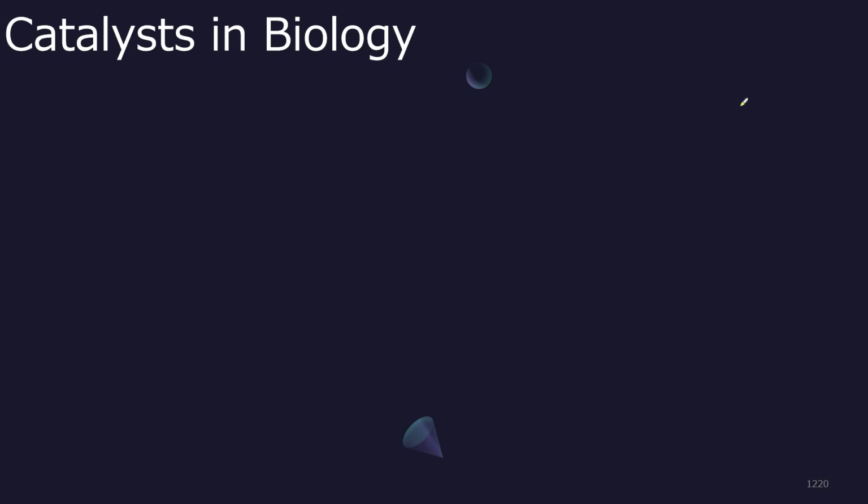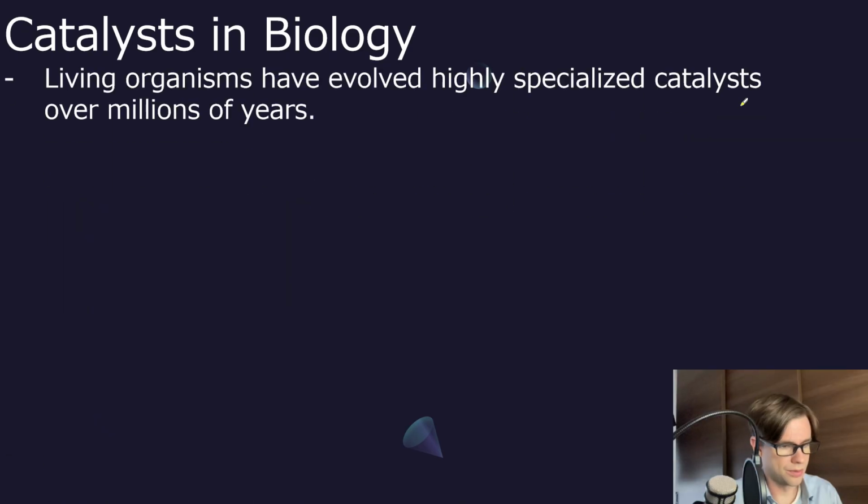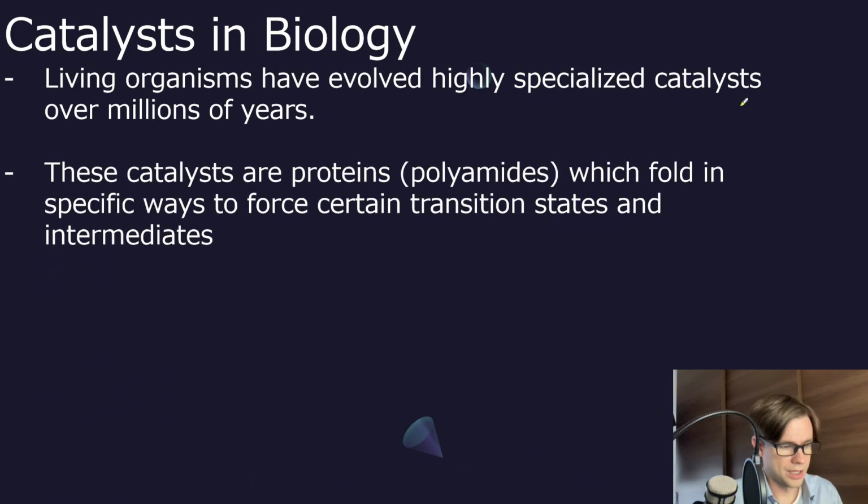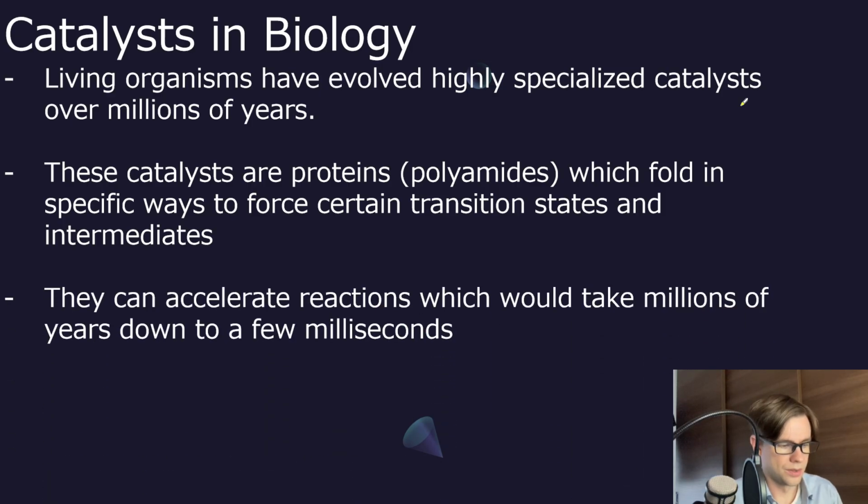So what about catalysts in biology? Living organisms have evolved highly specialized catalysts over millions of years. These catalysts are proteins, also known as polyamides. They have amide linkages, kind of like biopolymers. And then these fold in specific ways to force certain transition states and intermediates in reaction pathways. So they can accelerate reactions which would take millions of years down to a few milliseconds in the bodies of cells or bacteria or plants or animals or whatever.